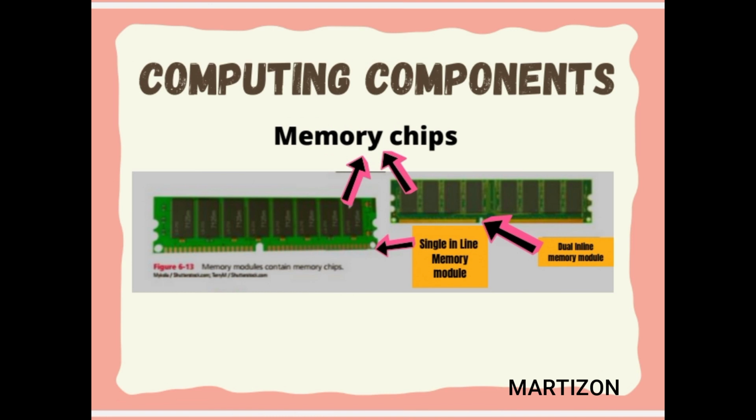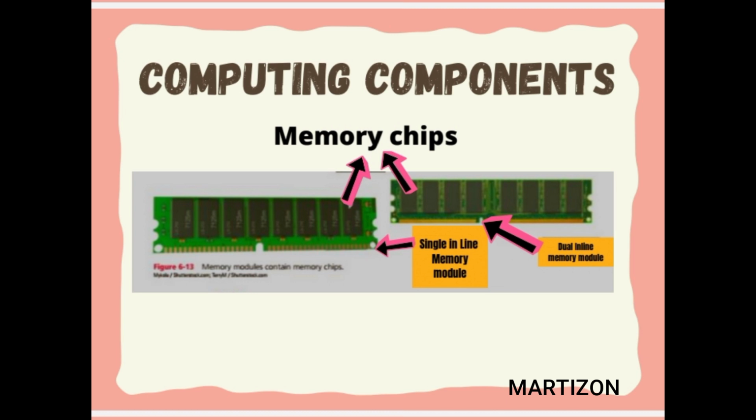In addition, RAM chips usually reside on a memory module, which is a small circuit board. Memory slots on the motherboard hold memory modules. We have two types of memory modules: SIMMs and DIMMs. SIMM stands for Single Inline Memory Module, which has pins on opposite sides of the circuit board that connect together to form a single set of contacts.